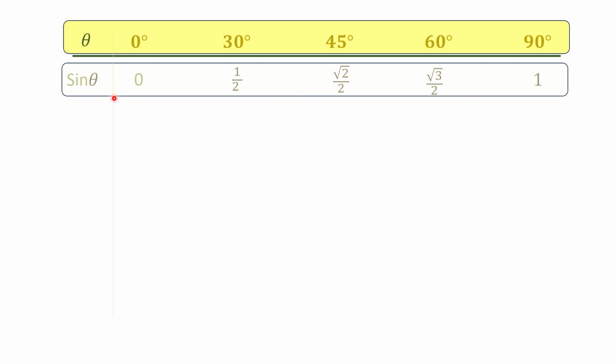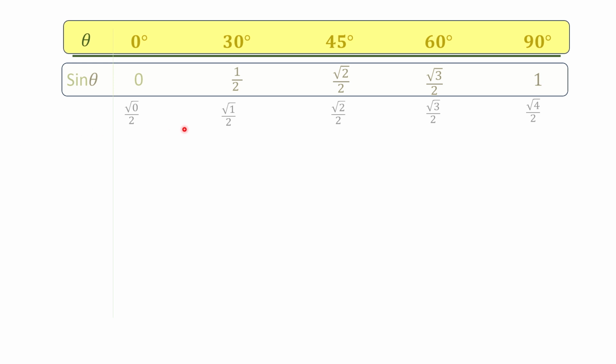So I'm going to rewrite these numbers so you can see a pattern. So 0, I'm going to write as root 0 divided by 2. Hopefully you know root 0 is 0, so 0 divided by 2 is 0. The next one, I'm going to write root 1 divided by 2. You know root 1 is 1, so 1 divided by 2 is 1 over 2. And then I'm going to keep this one as it is, and next one keep it as it is, and then 1 write as root 4 divided by 2. You know root 4 is 2, so 2 divided by 2 is 1.